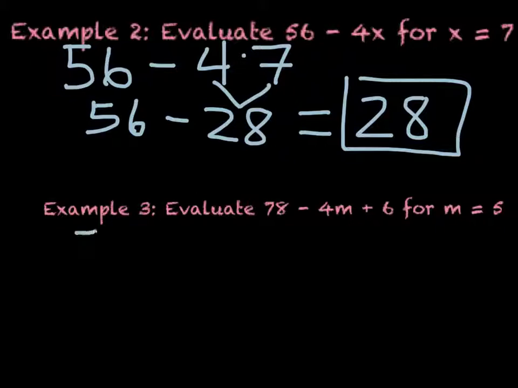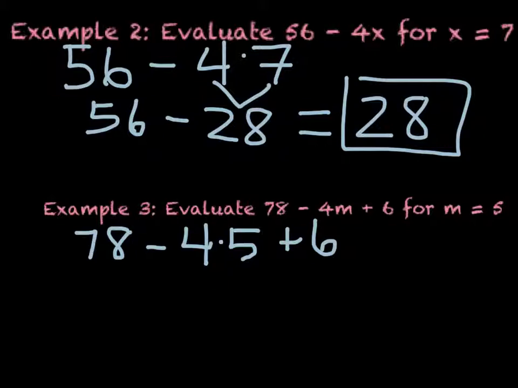So again, I'm going to copy the problem as I have it given, 78 minus 4, except instead of that m, I'm going to put the number 5. Again, since it's not 45, but 4 times 5, I'm going to put my dot in between, and I'm going to add 6 to that. Going with the order of operations, I'm going to copy down my 78 and my minus symbol, but instead of 4 times 5, I'm going to replace that with 20, which is the simplified form, and I'm going to add 6 to that.